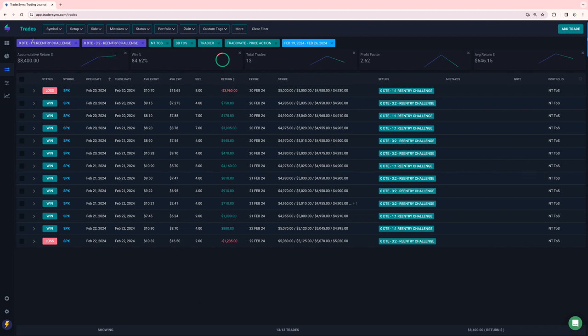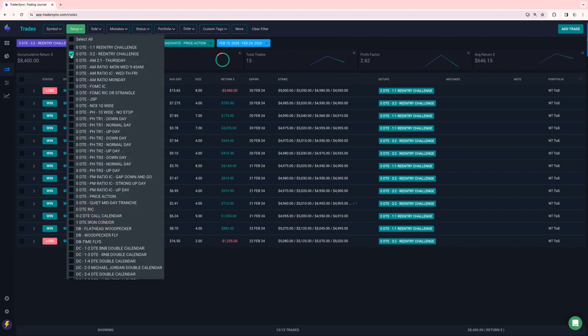And so here are two of the things that I'm doing here. One's a 1-to-1 ratio, one's a 3-2 ratio. I had a good week in those, just 2 losses out of 13 trades. So plus 8,400 on those.